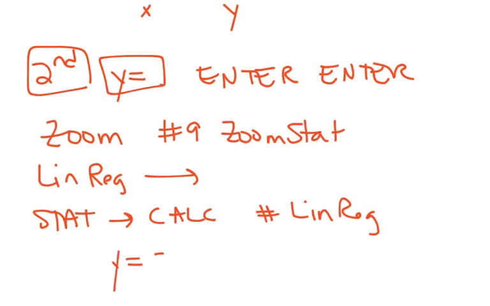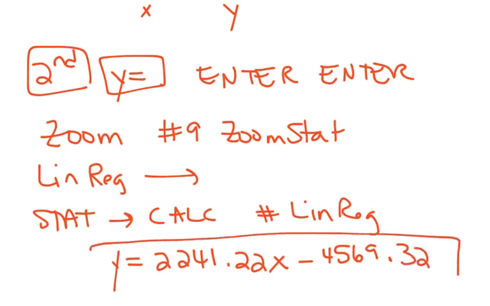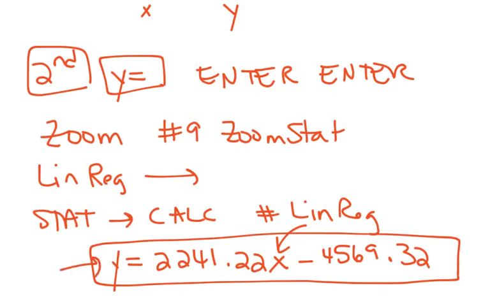And the equation is y equals 2241.22x minus 4569.32. And that's the equation that represents the planets orbiting around the sun. If you know the astronomical unit, which is the input, and you want to find the number of days that it takes to go around the sun, which is our output y.